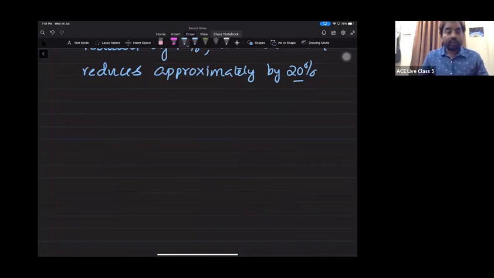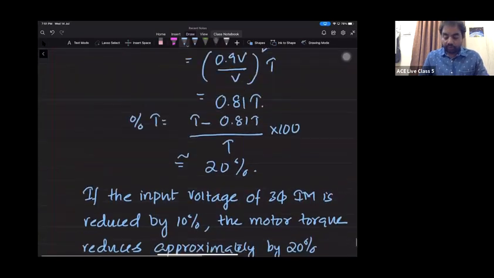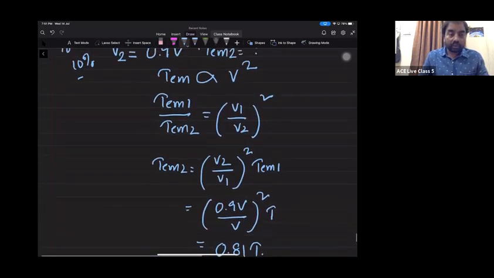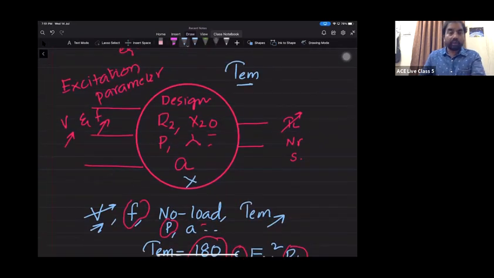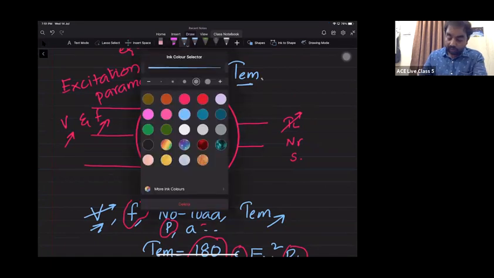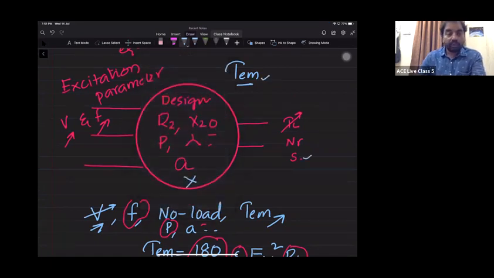Right. So what is the first relation we have between the motor torque and the supply voltage? The motor torque is directly proportional to the square of the supply voltage. The next relation I want to bring is the relationship between the motor torque and the slip. That means for a fixed excitation and for a given motor, when the slip varies from 0 to 1, how will the torque vary? I want to bring the relationship between torque and slip.